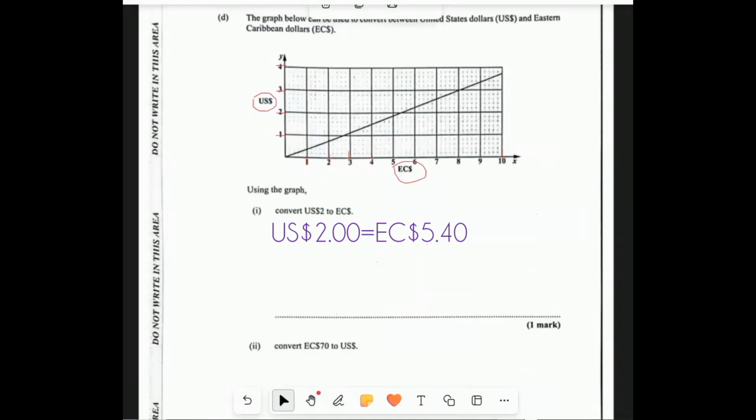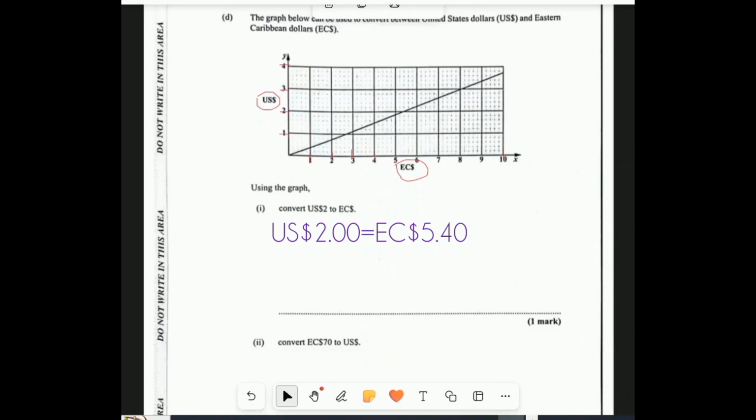From the graph, we cannot tell how much 70 EC dollars is, because if you notice on the x-axis, it only goes up to 10 EC dollars. However, we can find out what EC $7 is in US dollars. And from there, we can find what $70 is in US dollars. So let's go.